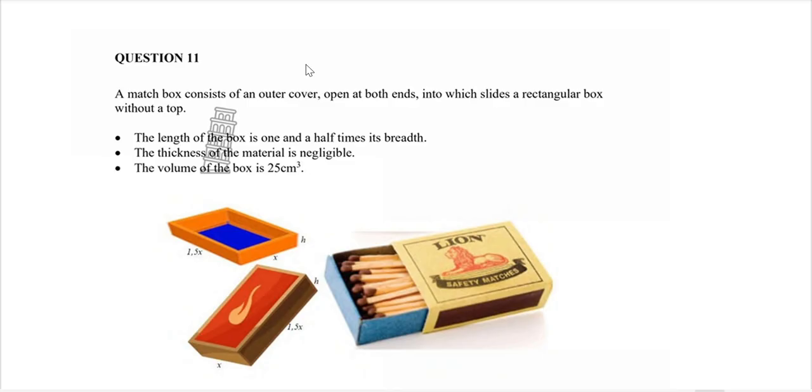So here we are doing question 11. They say a matchbox consists of an outer cover open at both ends. The outer cover, they are referring to this one, because it is open on both ends, here and here. Into which slides a rectangular box without a top.